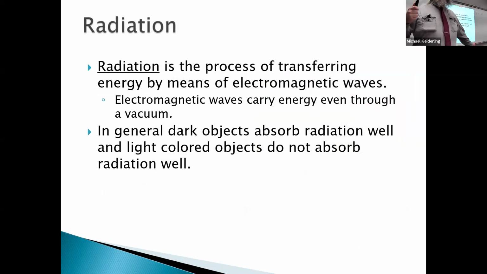And radiation is the one that's hardest to stop. It's the process of transferring energy by means of electromagnetic waves. Electromagnetic waves carry energy even through a vacuum. In general, darker objects like this will absorb radiation well, and light-colored objects reflect radiation, so they don't absorb radiation well. So if you want to reduce cooling from radiation, you tend to basically put mirrors on things, because the radiation in question is just light.